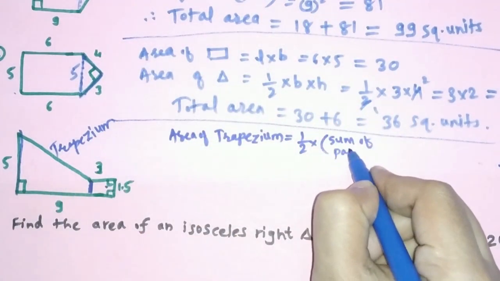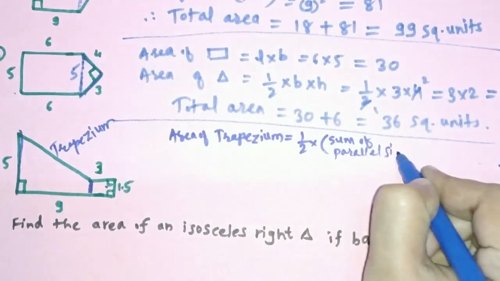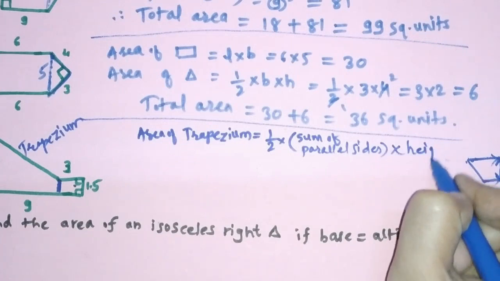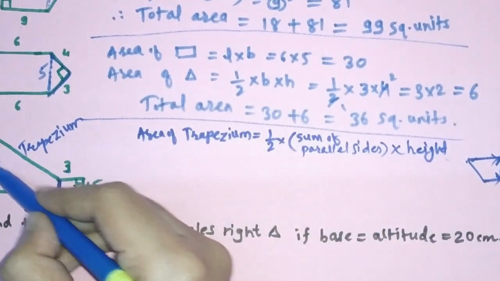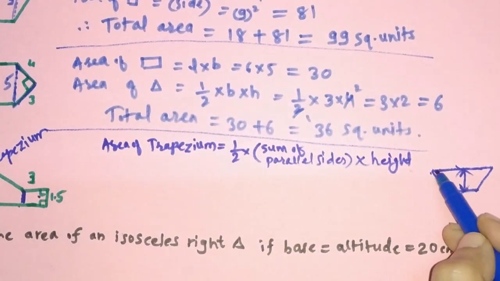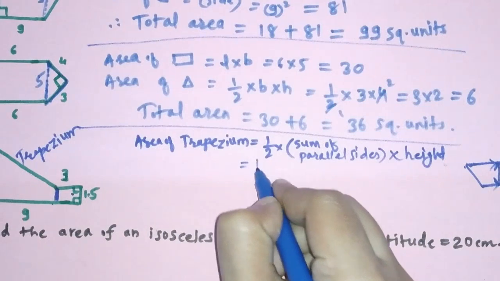Sum of parallel sides multiplied by height. H is height, okay? So friends, this is a trapezium. Don't get confused about this. A trapezium is a quadrilateral in which two sides are parallel and the other two are non-parallel. So it is 1 by 2.